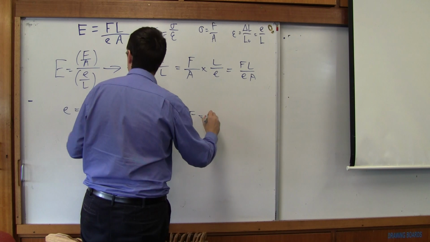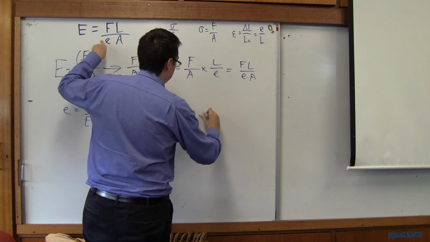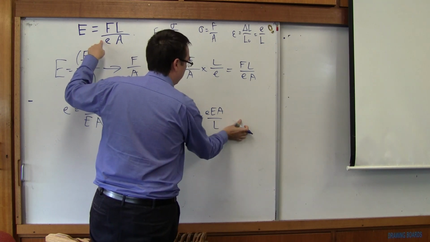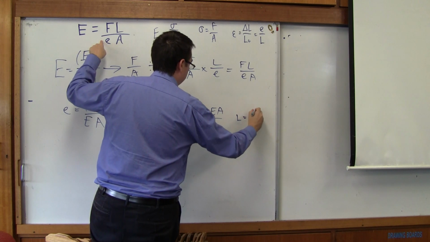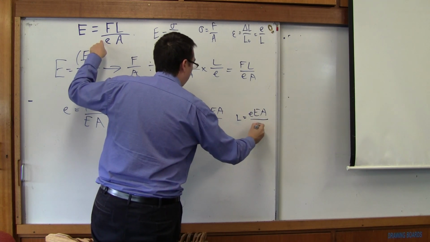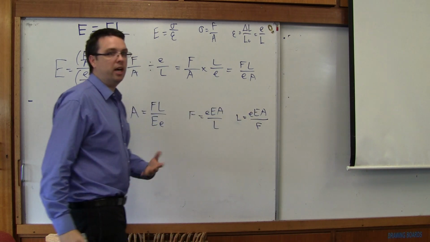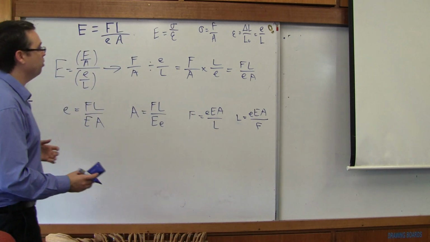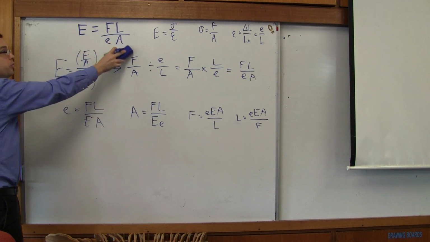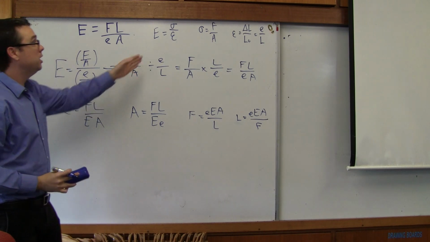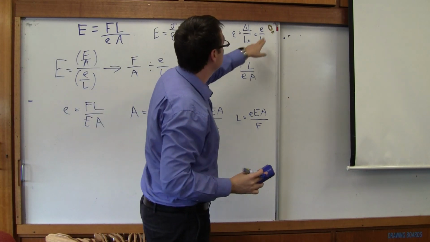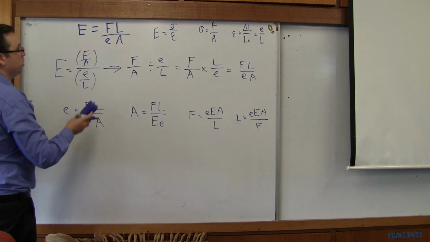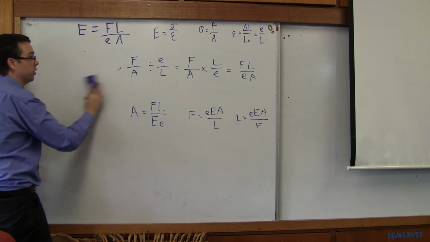So F equals EeA over L, and L equals EeA over F. I will be honest, I don't remember these ones, but that's algebra, that seems right. Yep. Okay, great. So sometimes we will need to rearrange those formulas, but this E equals FLeA formula will not be given in the exam. This will be given, and this will be given. Right? So those three formulas will be given on the formula sheet. From that you have to derive E equals FLeA.